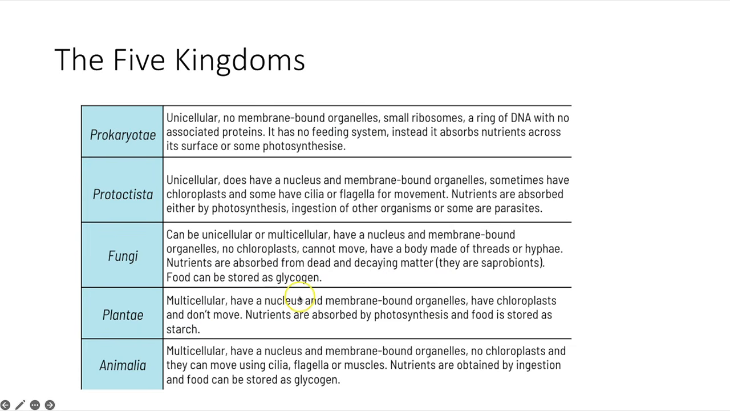Plants are multicellular, have a nucleus, membrane-bound organelles, have chloroplasts, and animals are multicellular, have a nucleus, no chloroplast, no cell wall, but that links back to what you would have learnt in the cell structure topic.